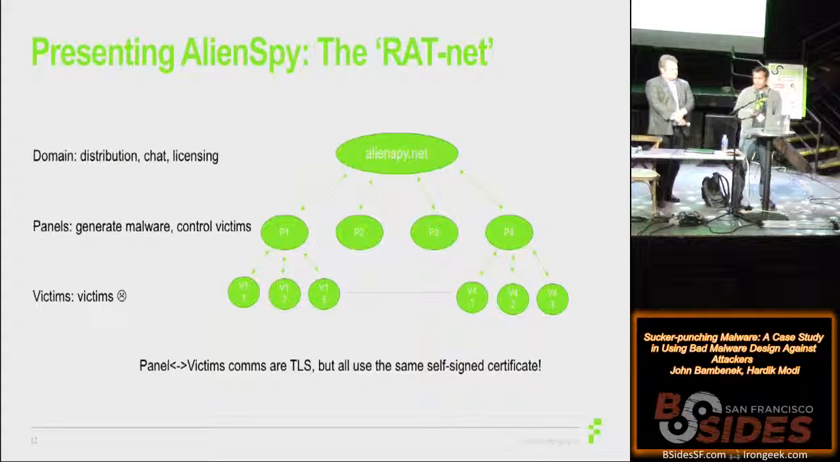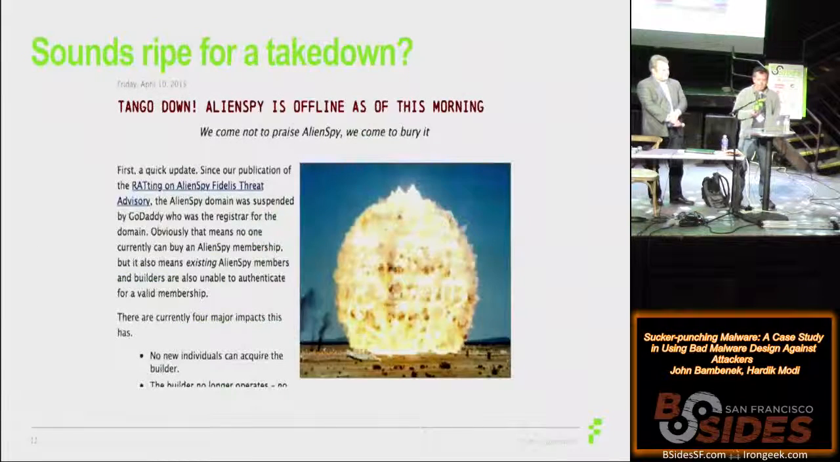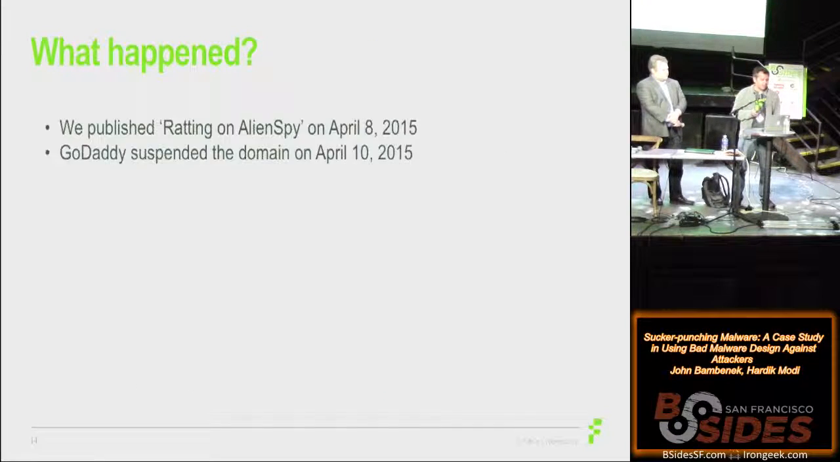There's a lot of TLS. Mainly we observed in Alien Spy between the victim and the panel, all of that was a self-signed certificate. John will talk a little bit about that. So then you look at this whole network, and you observe that maybe there is a single point of failure. And this is essentially what happened. Last year, we got to take part in this. Alien Spy was taken down essentially in one swoop, and I'll explain how we got to that.